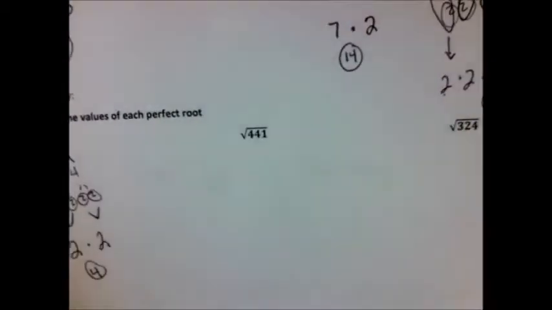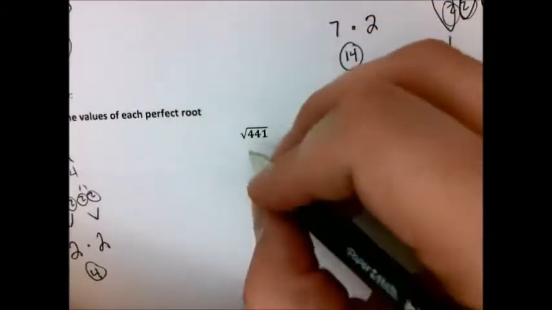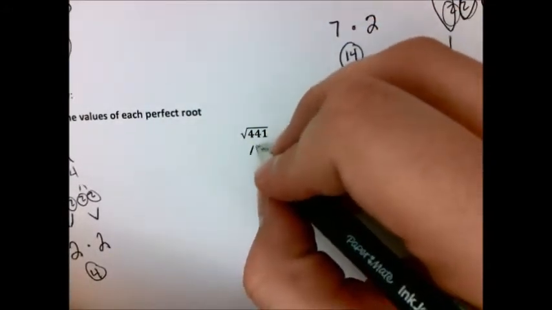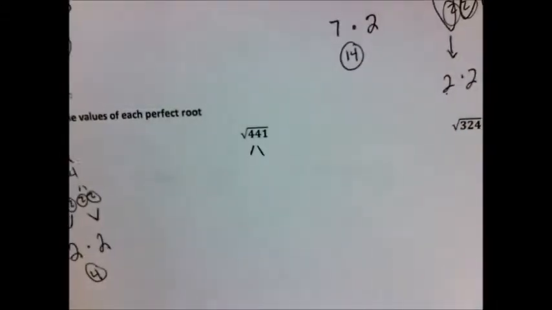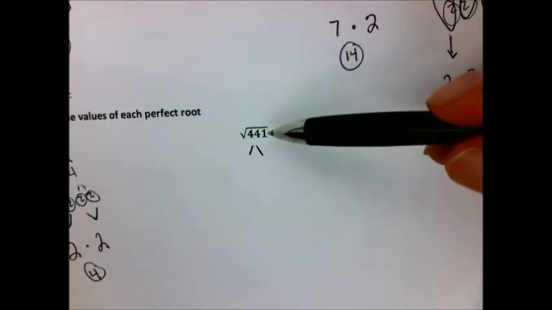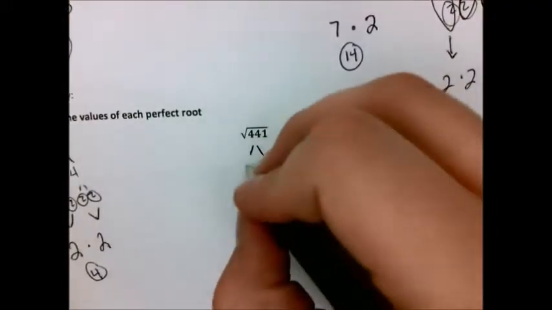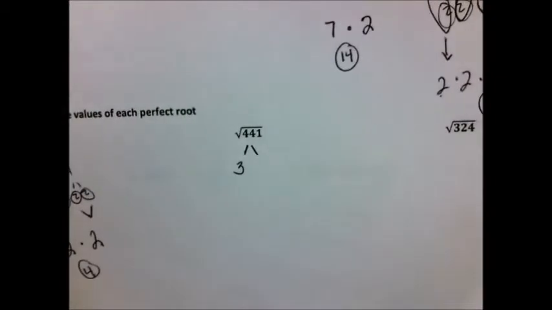Alright, square root of 441. Alright, so I'm just going to guess. Sometimes it's a guessing game. So you can do something small like start with 441 and divide it by 2. Well, that gives you a decimal, so that can't be it. So let's try 441 divided by 3. Well, if we take 441 and we divide it by 3, we should get 147.